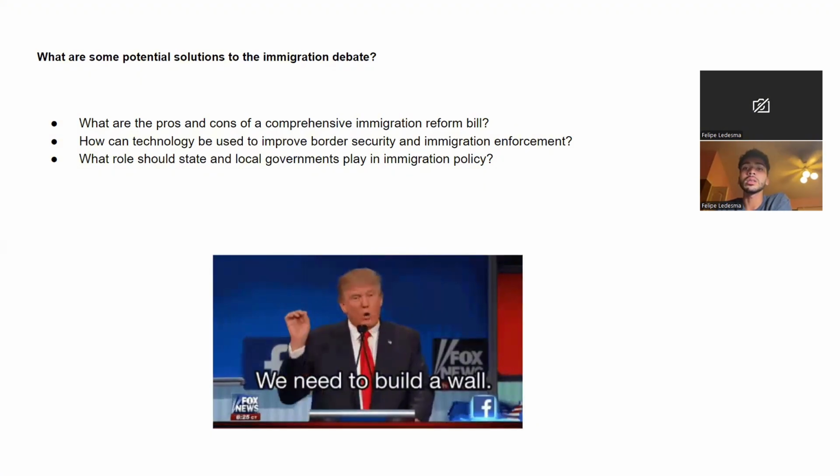How can technology be used to improve border security and immigration? So now we are separating a little bit our implementation of these ideas. Now, not only policy, also an action plan. If you decide to create, for example, a border wall or change the ICE department or the Homeland Security Department, if we are speaking about America in this case. And then what role should state and local governments play in immigration policy? If you didn't know, the USA has a federal government that is mainly in charge of immigration policy.